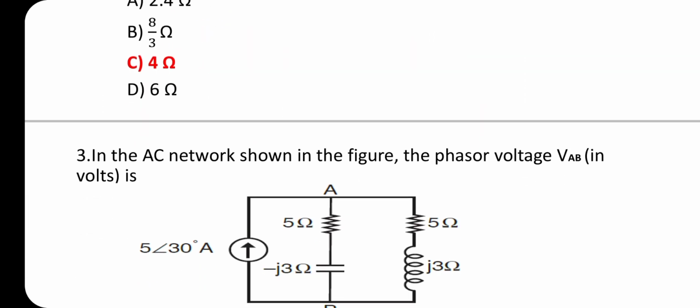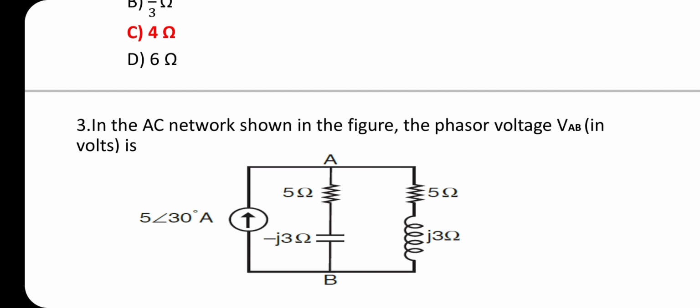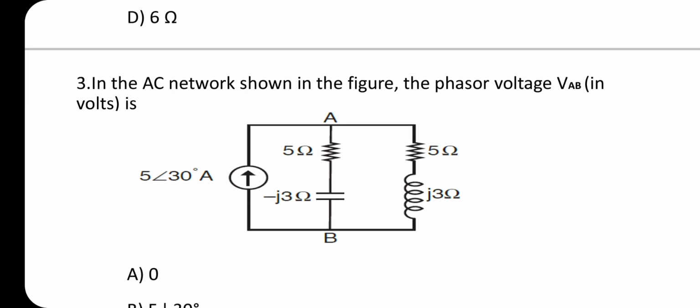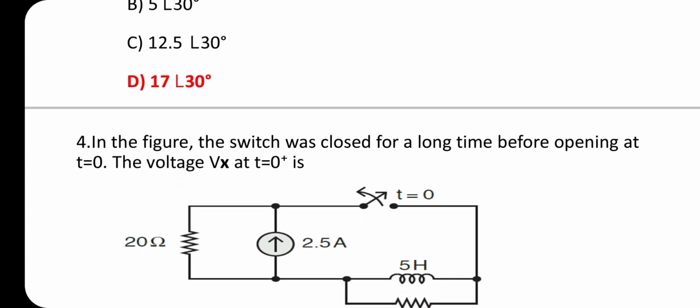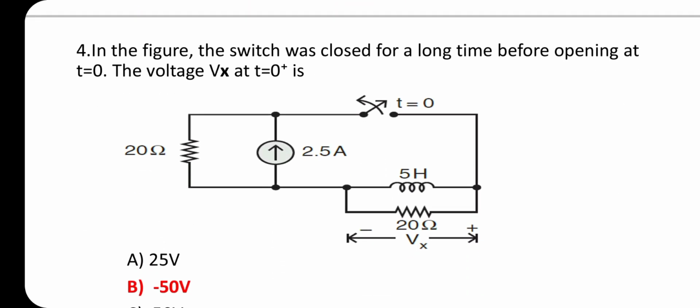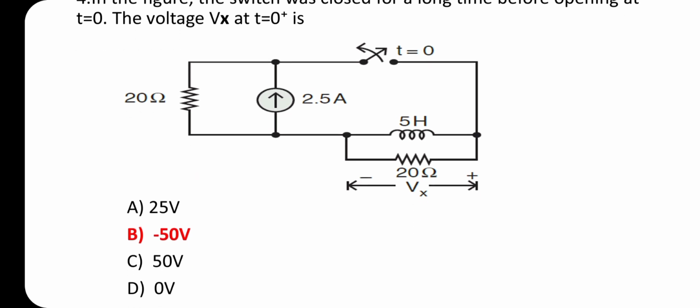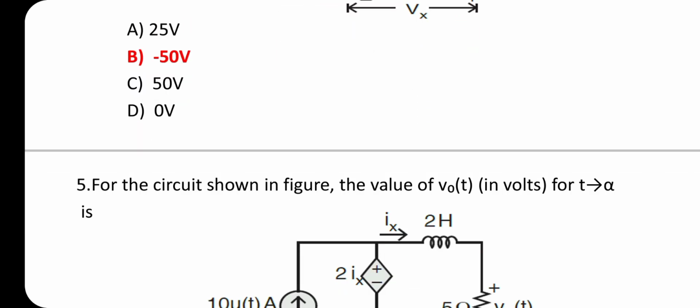In the AC network shown in the figure, the phasor voltage VAB in volt is 17 ∠30°. In the figure, the switch was closed for a long time before opening at t equal to 0. The voltage Vx at t equal to 0 plus is -50 volt.